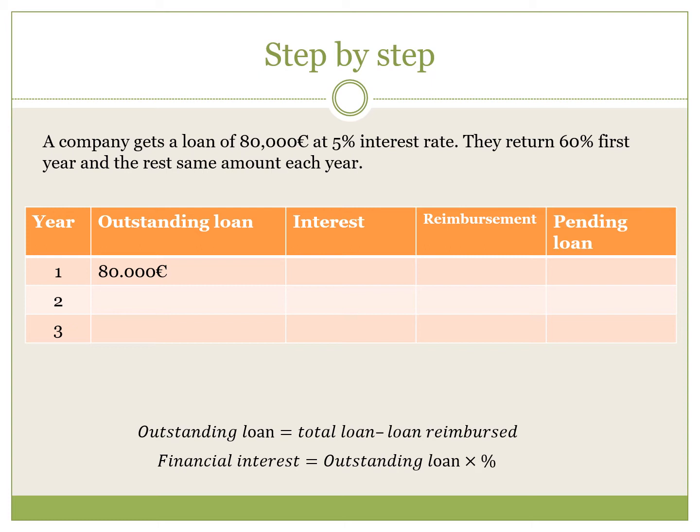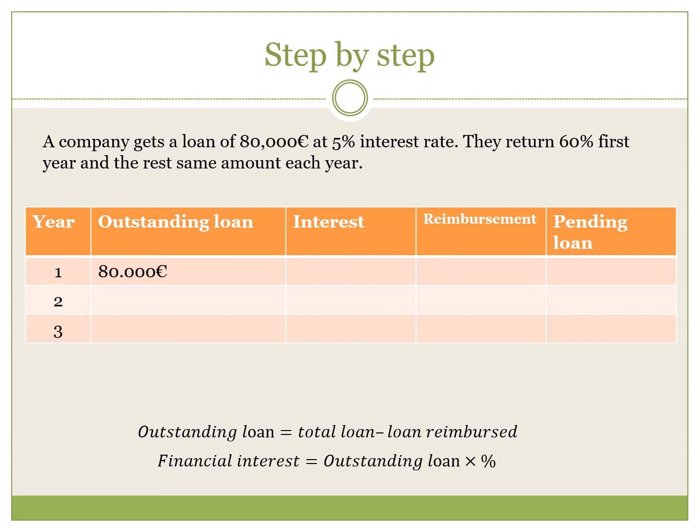So here we have a little chart. We have the number of years, it's going to be 3 years in total. Then you have the outstanding loan, and remember this is the loan you still have to reimburse. We have the financial interest. We have the reimbursement, the part we're going to return this year, and we have the pending loan, the part that we still have to reimburse in future years.